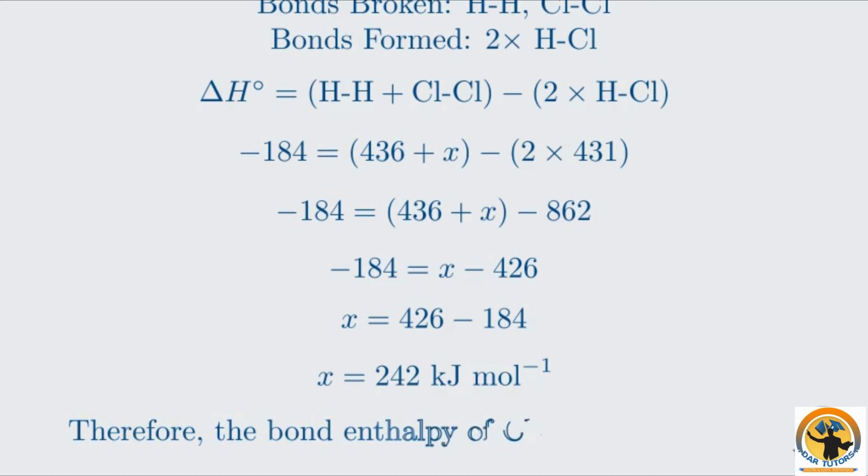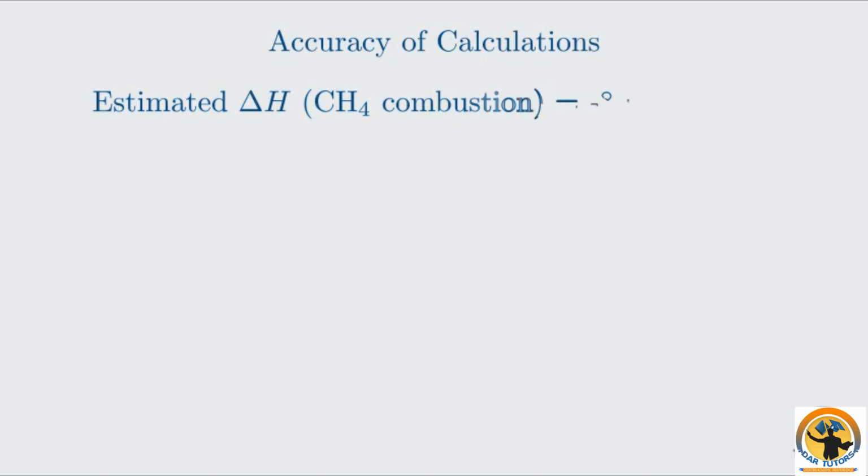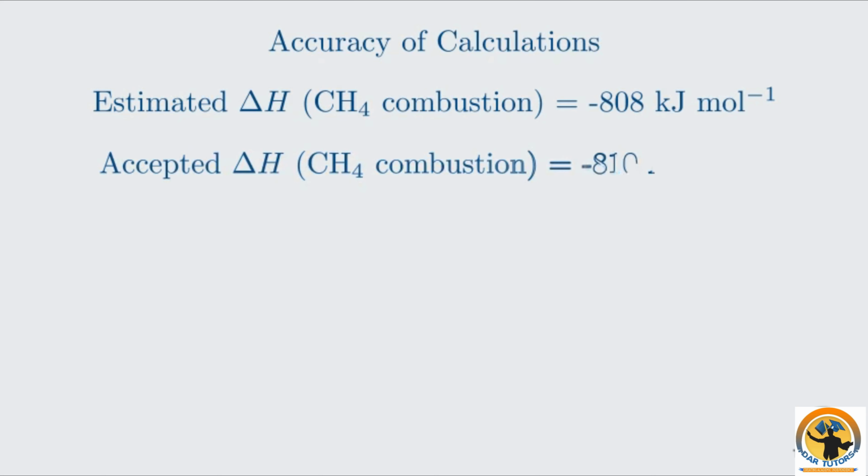In the IB data booklet, the actual value for the Cl-Cl bond is indeed 242 kJ per mole, showing the accuracy of this method. Now, let's address the accuracy of these calculations. You will understand why calculations using average bond enthalpies may differ from experimental values. Our previous calculation for methane combustion yielded an enthalpy change of -808 kJ per mole. The experimentally accepted value is -810 kJ per mole. The difference is minor, but it's important to remember that bond enthalpy calculations provide an estimate, not a precise value.